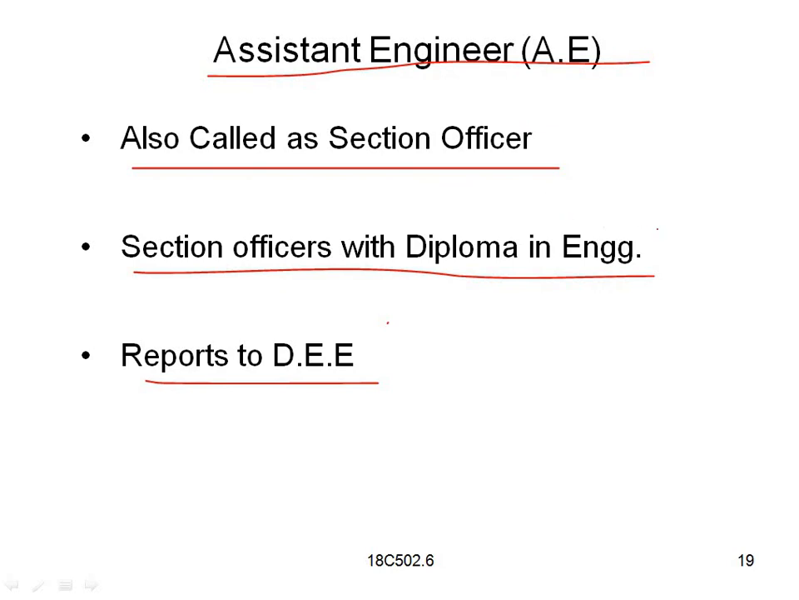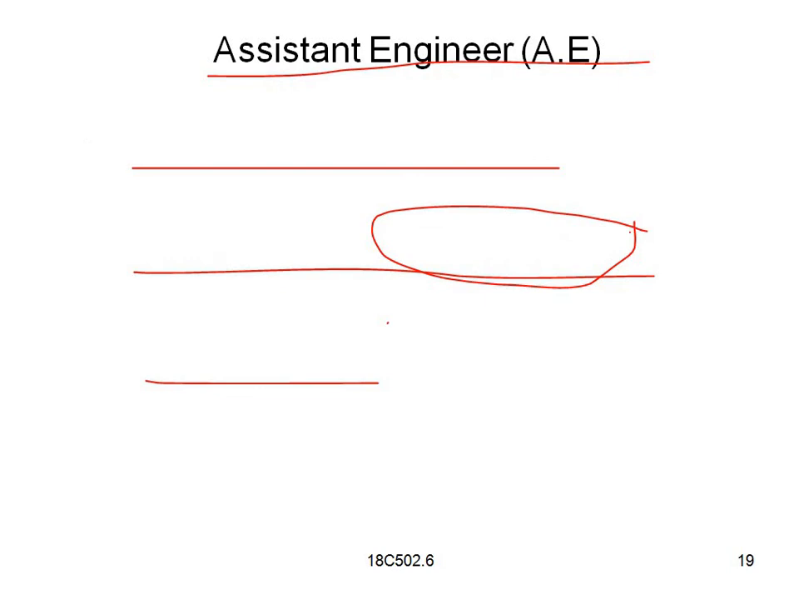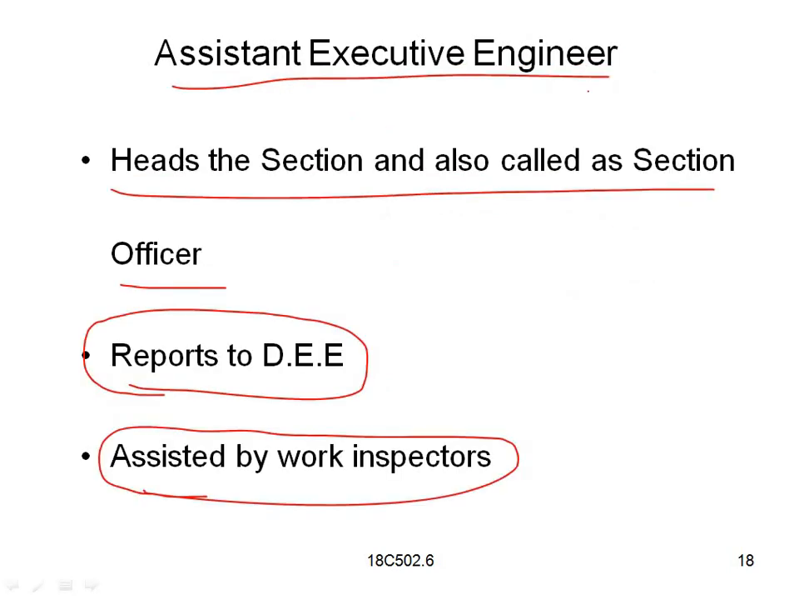So for assistant engineer the diploma in engineering is enough, and you can see that for assistant executive engineer you should compulsorily have a BTech graduation. You should have a BTech graduation in any engineering department. For example, in the construction department you need civil engineering. In mechanical you need mechanical BTech.